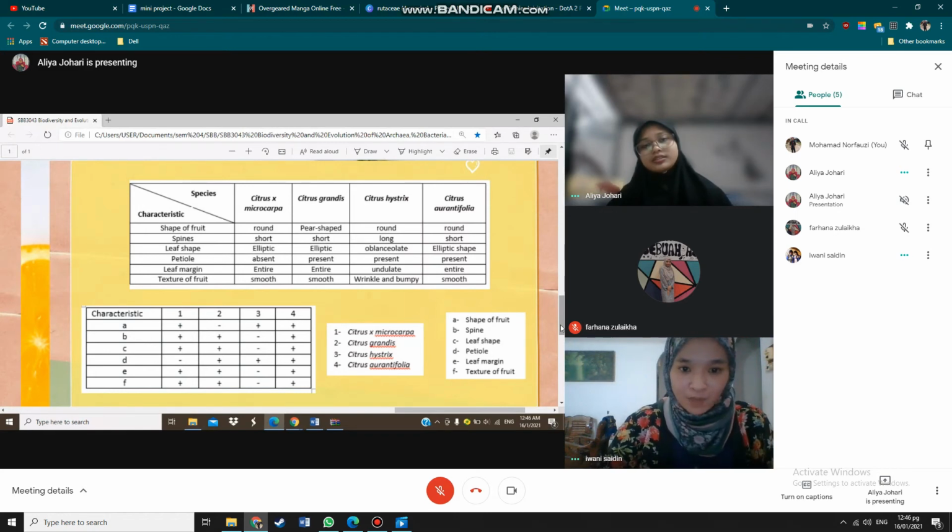Third, the leaf shape. Only Citrus hystrix has a special leaf shape, which is oblongular, while the other species have elliptic shape. Then for the petiole, only 3 species, Citrus grandis, Citrus hystrix, and Citrus aurantifolia, have petiole, while Citrus microcarpa has no petiole. Next, for the leaf margin, only Citrus hystrix has a special leaf margin, which is undulate, while Citrus microcarpa, Citrus grandis, and Citrus aurantifolia have entire margin. For the texture of fruit, Citrus hystrix again has a special texture, which is wrinkled and bumpy, while the others have smooth texture of fruit.